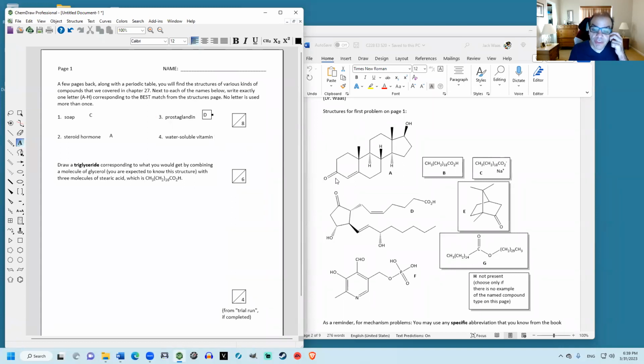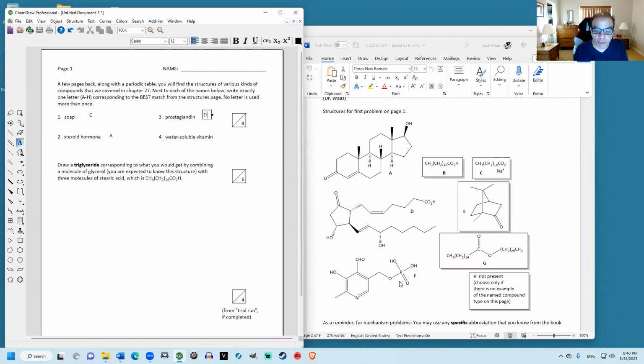Water-soluble vitamin. This is what we assign if we're looking at something that is evidently not fat-soluble but water-soluble, and doesn't fit into any of the other categories. So it's not a triglyceride, it's not a prostaglandin, it's not a terpene. It's not a wax. It's not a soap. And the best answer for that one, I think, is F.